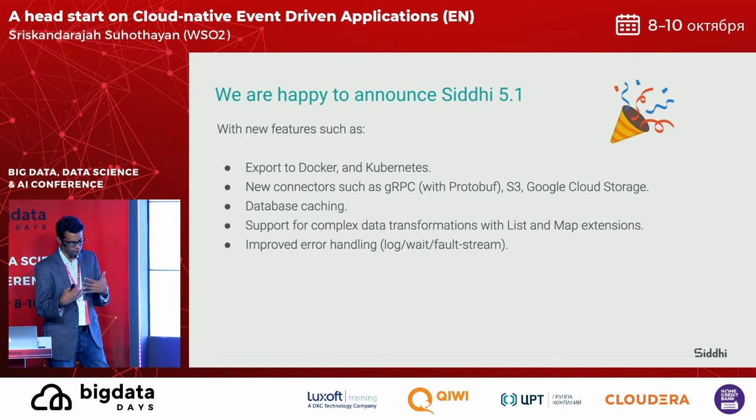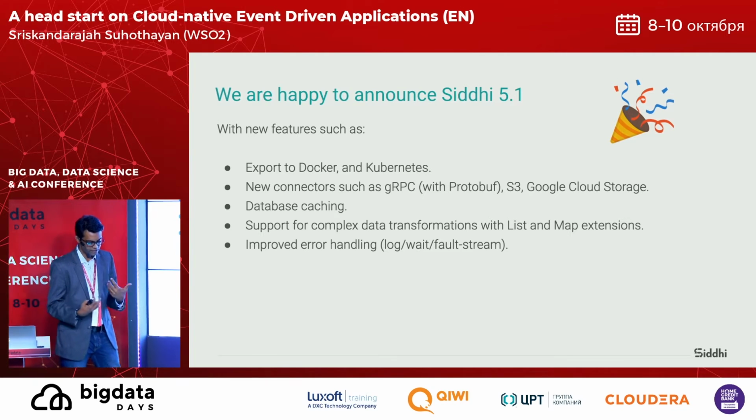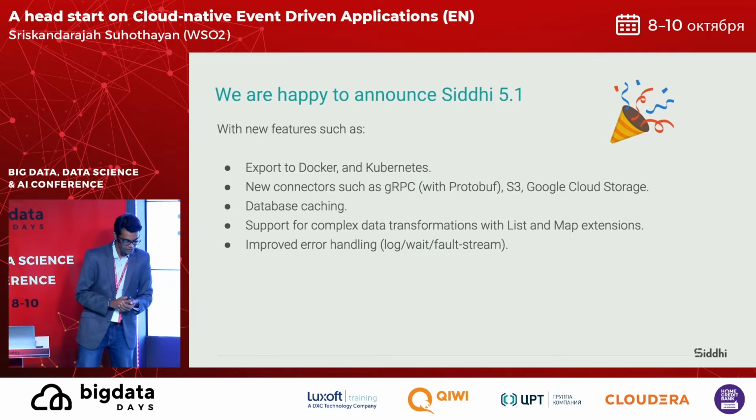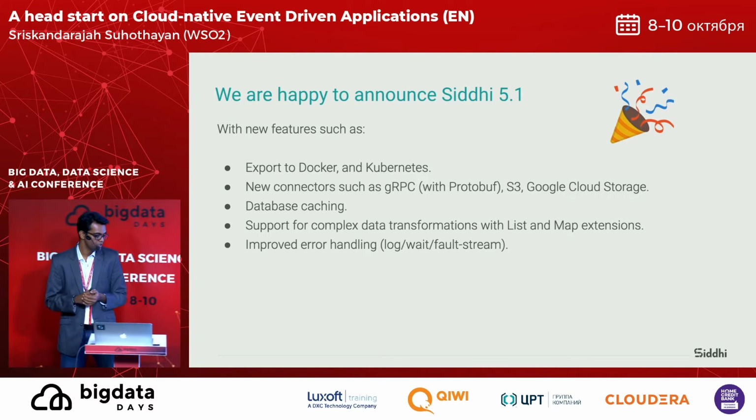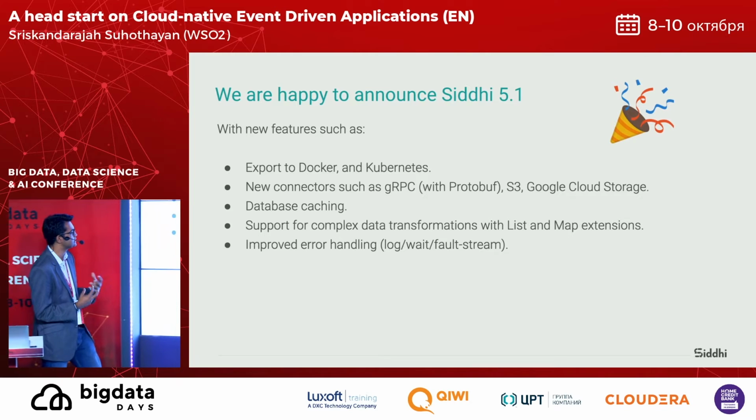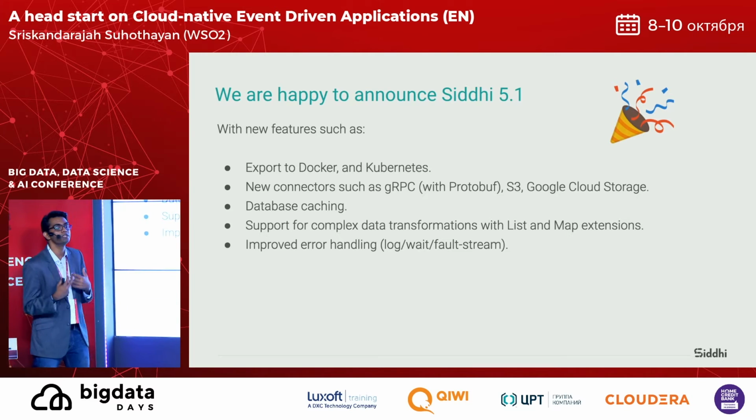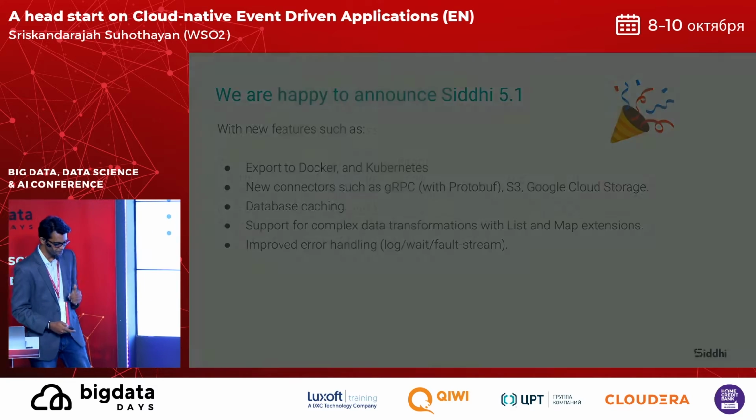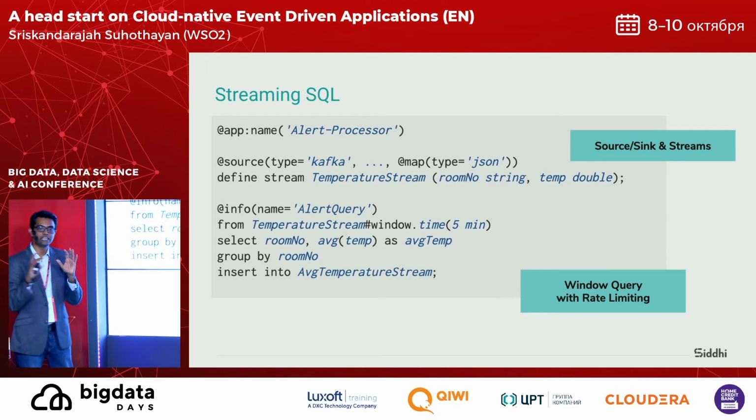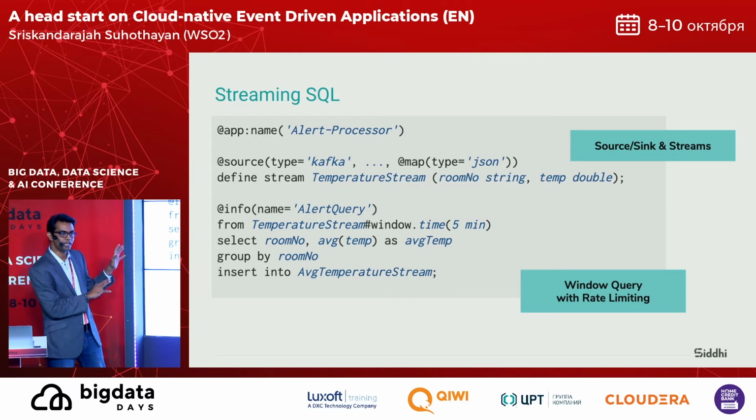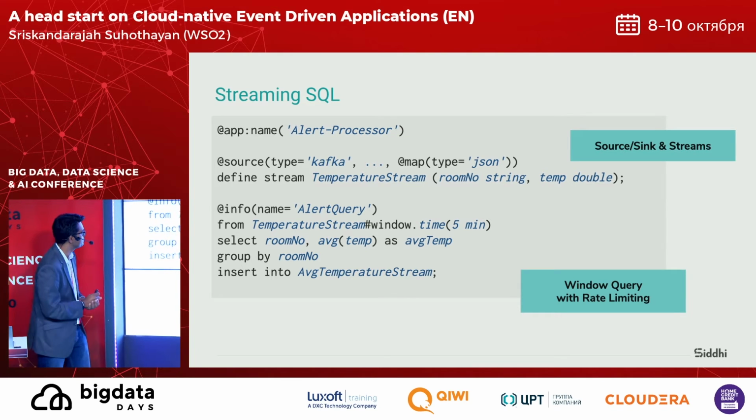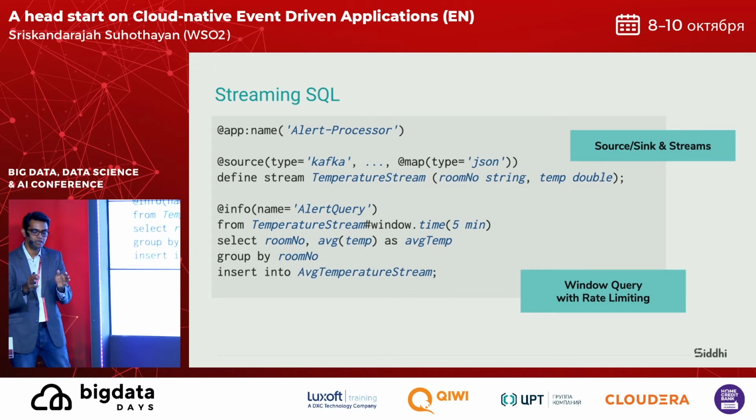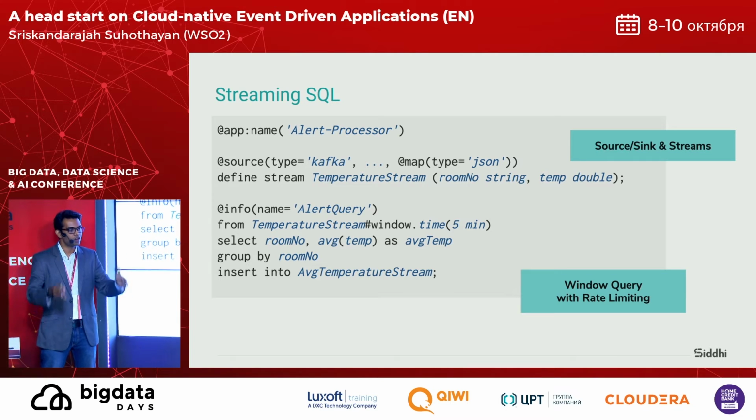native support for exporting Docker and Kubernetes artifacts after you develop. We have added gRPC and protobuf, S3 and Google Cloud Storage support, we have enabled database caching as a first-level feature, support for complex transformation using lists and maps and various other things, and improved error handling when there is system downtime. I'll explain them later in more detail. So this is an SQL-like language, and I'll try to show you some SQL-like code. If you can't understand it, please bear with me. In terms of streaming, a stream can be envisioned as an infinite-length table.